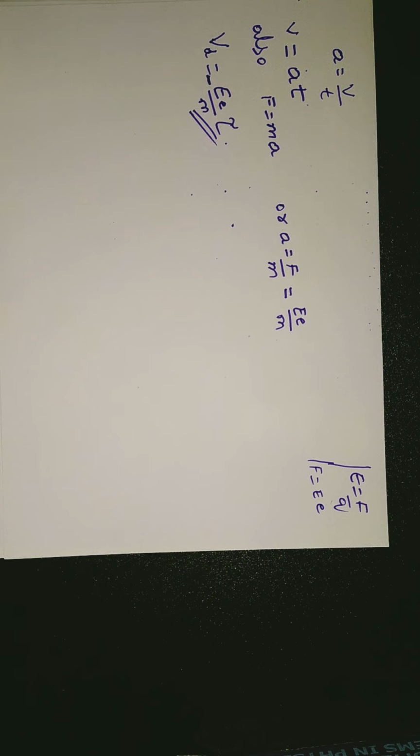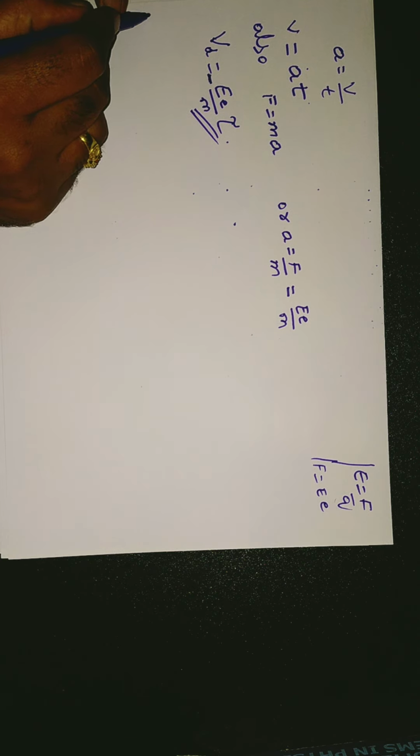So what will be the SI unit? You know that the SI unit of drift velocity will be meter per second. Similarly, we have one more term that we have to know about, that is what is called mobility.